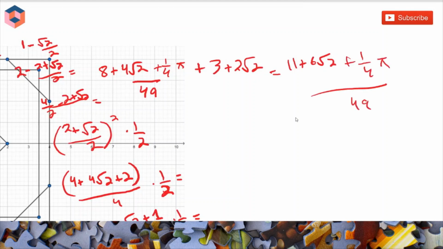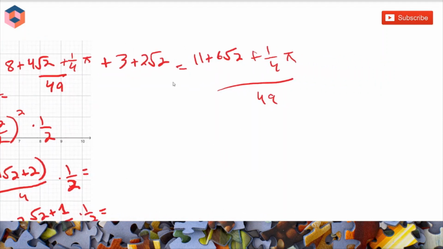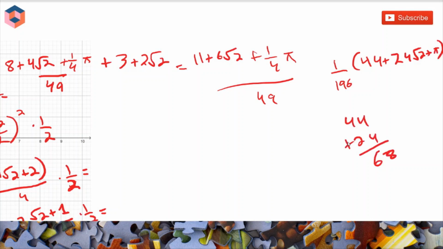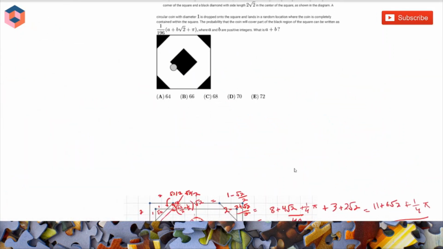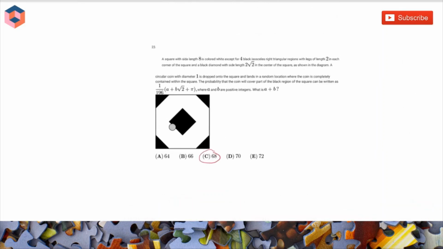So now we factor out a 1/4 because the denominator is 196, which is 49 times 4. So then we would get 1 over 196 times 44 plus 24 root 2 plus pi, which matches the problem conditions, and we're just doing 44 plus 24, and that would give us 68. Let's see if that's an answer choice, and sure enough it is. And that's how we would solve problem number 23.